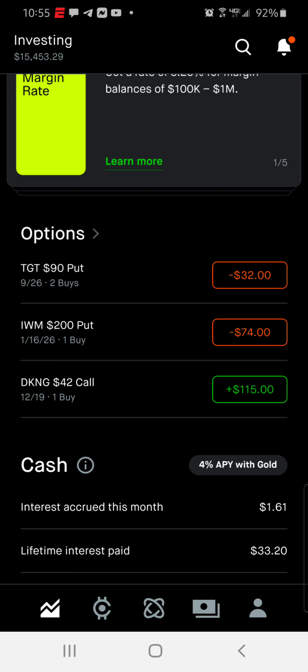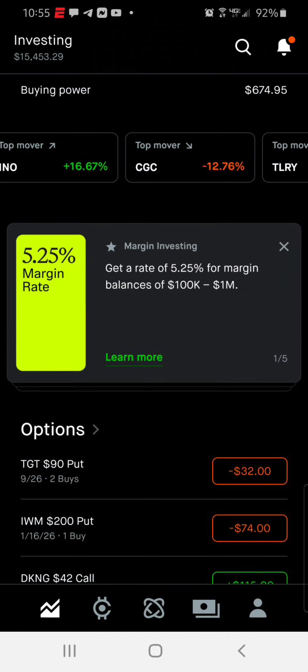But DraftKings, you see, I'm up. That's right there. However much that option cost me, I'm up $115. The other ones, look, I got time on it. One don't expire till January 2026, and Target don't expire till next month because their actual earnings is coming out next week in late August.